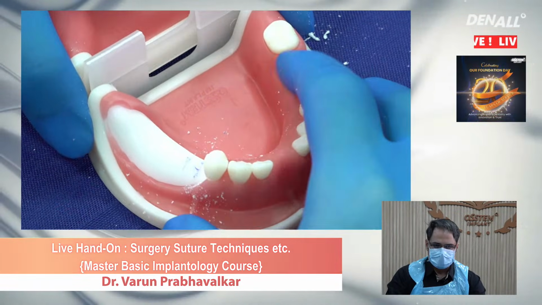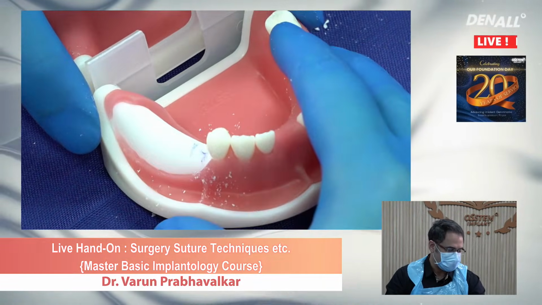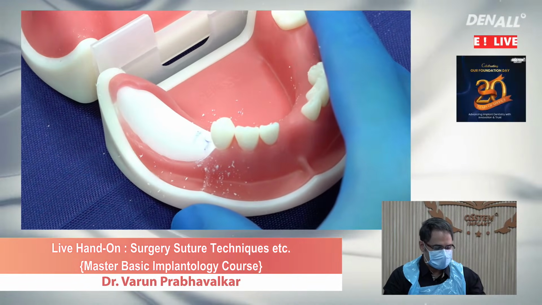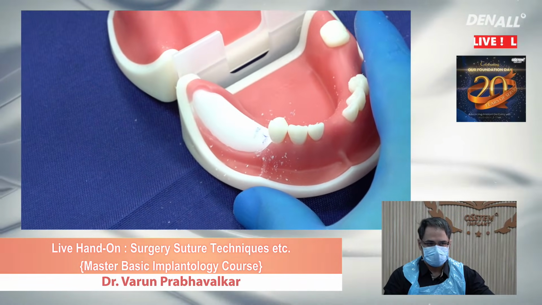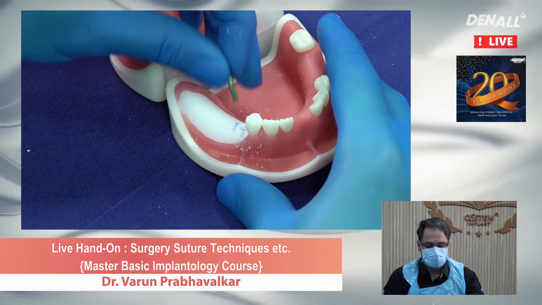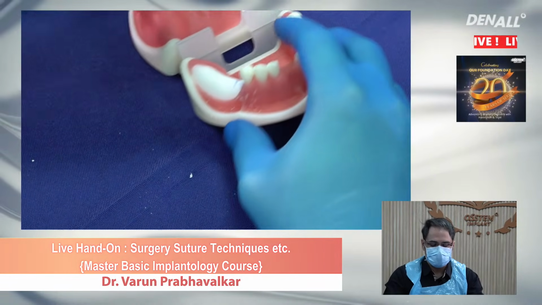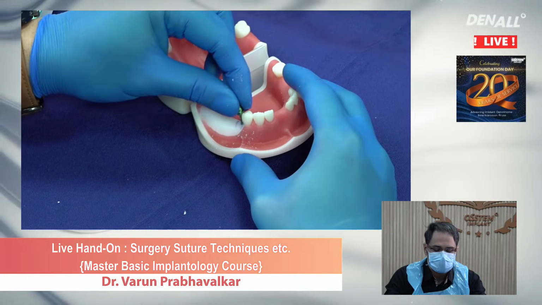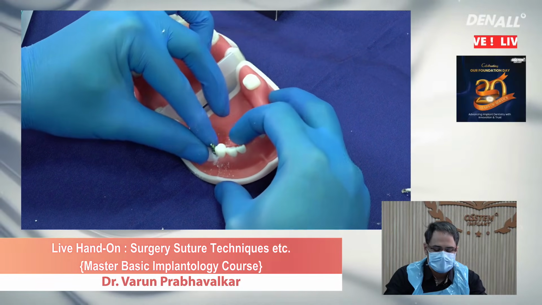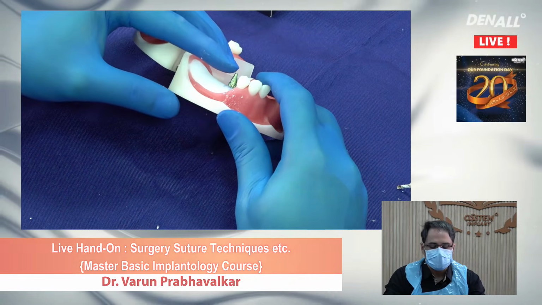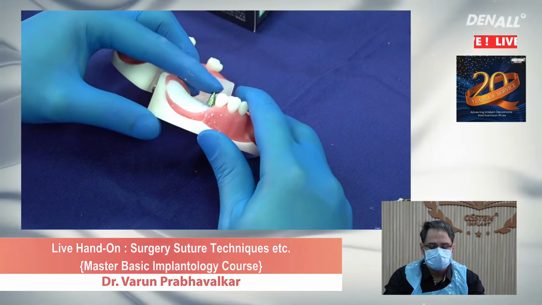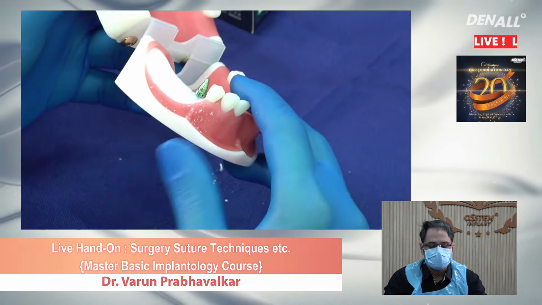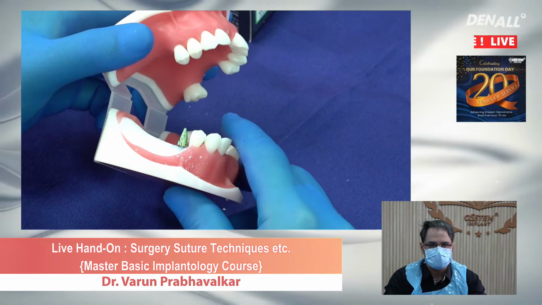Okay, now the most important thing is that we check our parallelism. Okay, and at that particular time we use this unique paralleling pin. We place it inside. It is just matching our osteotomy. Okay, we see if the angle is satisfactory or not. Okay, if it is not satisfactory, we can always change it at this particular juncture.